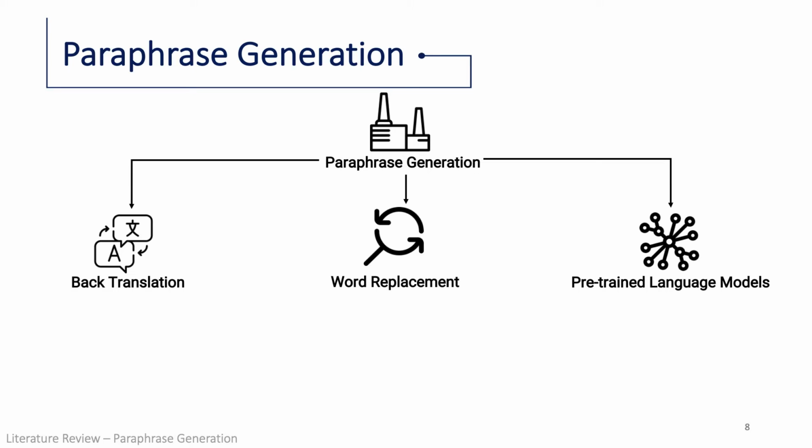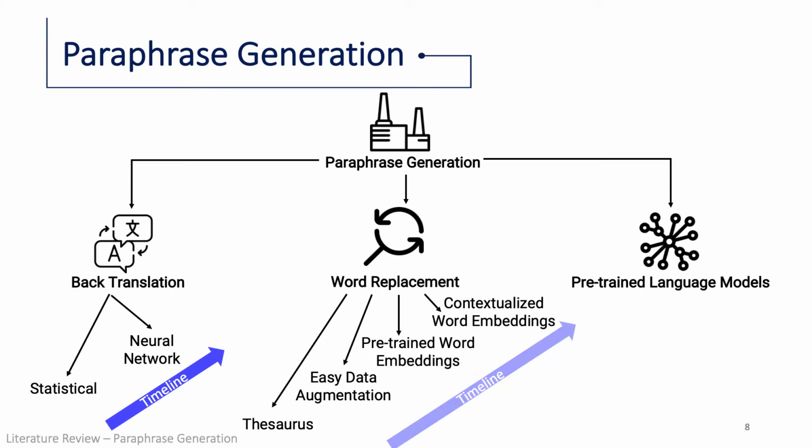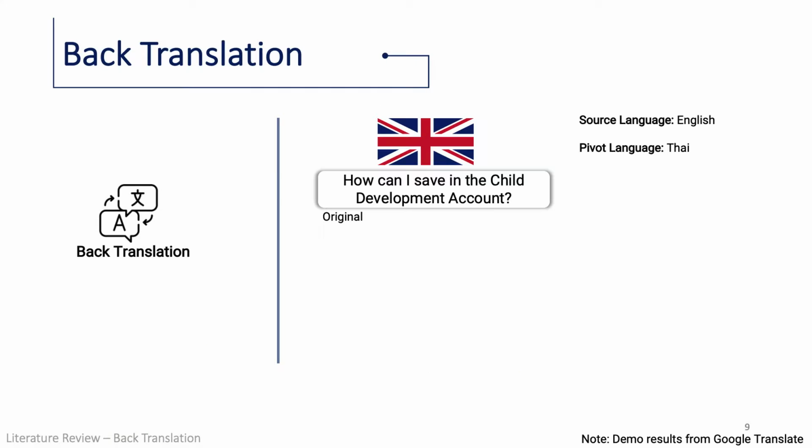There are three main ways of performing paraphrase generation as shown previously. The first way is back translation, which can be achieved using statistics or neural networks, with neural networks being more recently introduced as indicated by the blue timeline arrow. The second way is word replacement, which can be tackled using various means as shown. Each of the listed means are described in greater detail in my FYP report, but in my presentation, I will explain the gist of these two approaches using examples. The third way is using pre-trained language models, which can be approached using unsupervised or supervised learning. This is one of the latest ways in NLP to tackle paraphrase generation.